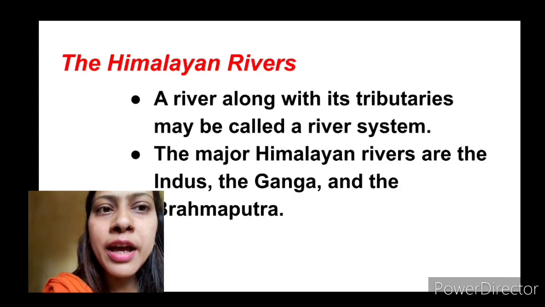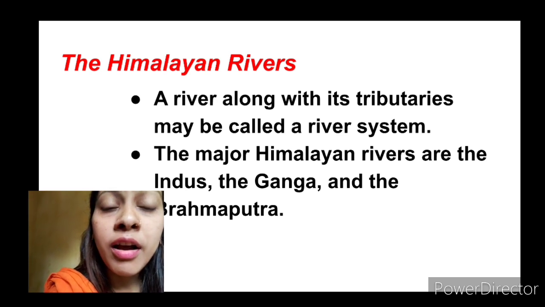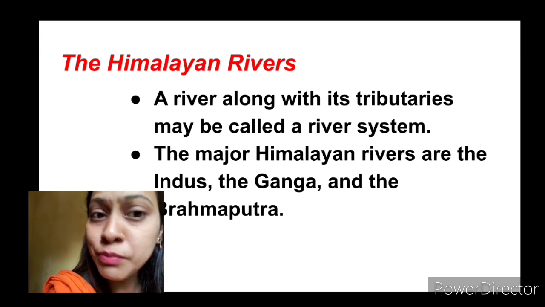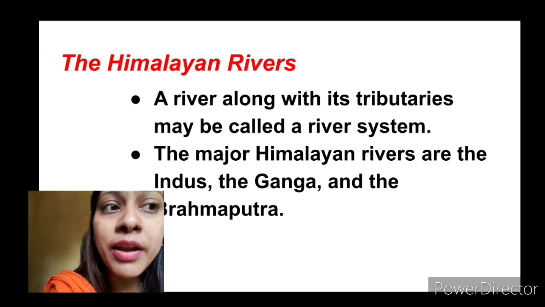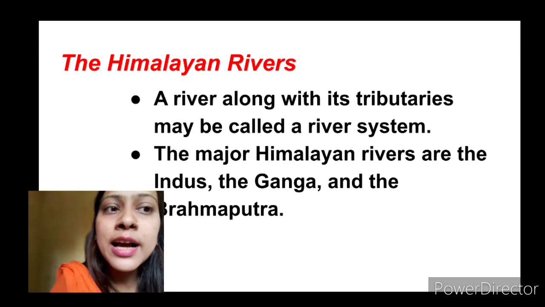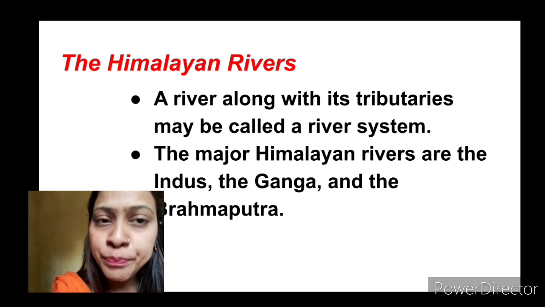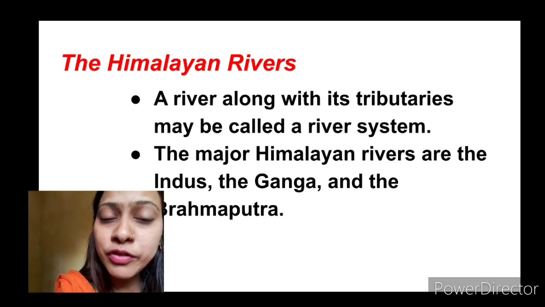And then we have the Himalayan rivers, which we discussed. A river along with its tributaries may be called a river system. We already know the major Himalayan rivers, which include Indus, Ganga and Brahmaputra. So it includes the three major rivers: Indus, Ganga and Brahmaputra.